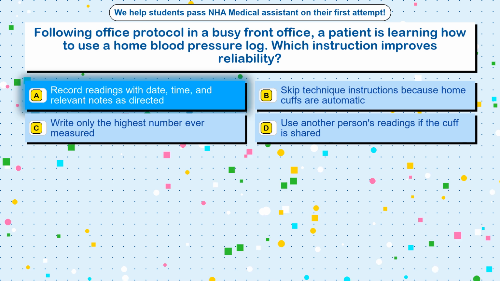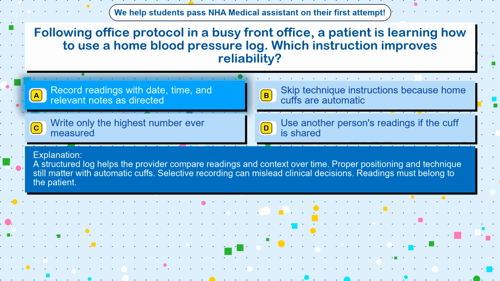The correct answer is option A, record readings with date, time, and relevant notes as directed. A structured log helps the provider compare readings and context over time. Proper positioning and technique still matter with automatic cuffs. Selective recording can mislead clinical decisions. Readings must belong to the patient.